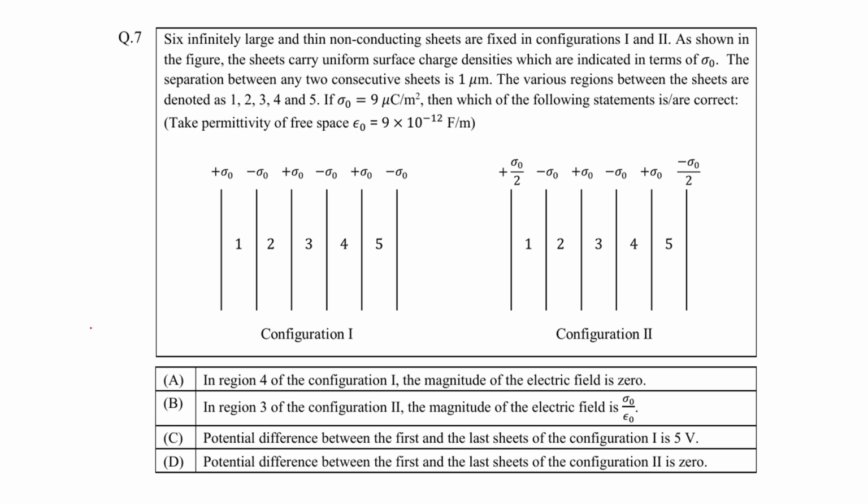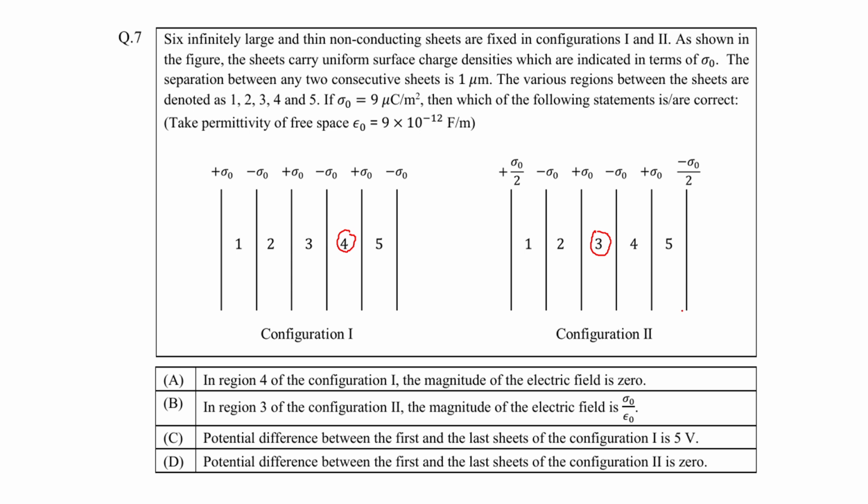This is a JEE Advanced 2025 question where we are given 6 parallel plates and we have to find the electric field. The question asks for the electric field in region 4 in configuration 1, and the electric field in region 3 for the second configuration. We also have to find the potential difference between the first and last plate in configuration 1, and the first and last plate in configuration 2.